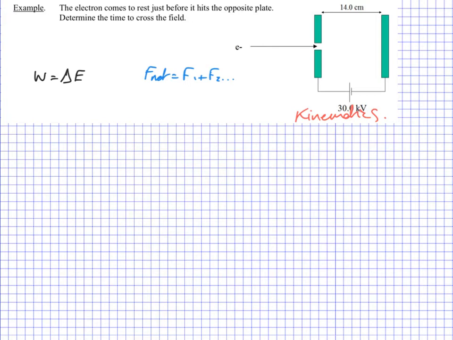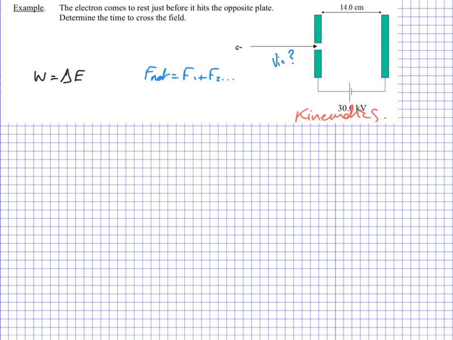We saw in the previous example that we could use both the work or the force, the dynamic stuff. What we're going to start seeing is that we're also going to be needing to use our kinematics as well. And in the next example, we'll actually see a projectile motion. Okay, so let's think about what we know. We don't know the initial velocity. Its initial velocity is unknown. What we do know is that it crosses the plates. The electron comes to rest just before it hits the opposite plate.